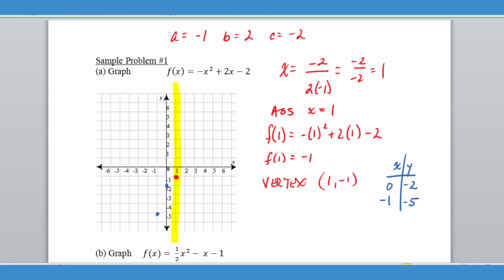And then I want to find the symmetrical points on the other side of the axis of symmetry, and then I just do the best job I can to sketch that. Okay, and so that's how you graph a quadratic in standard form.